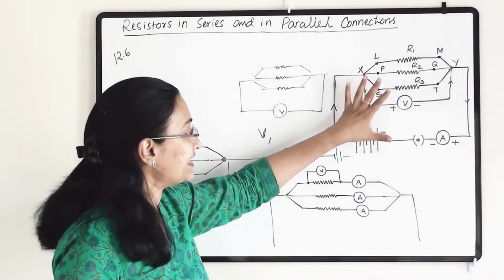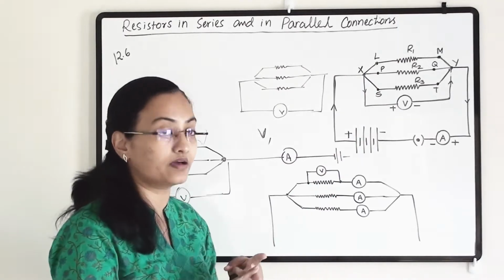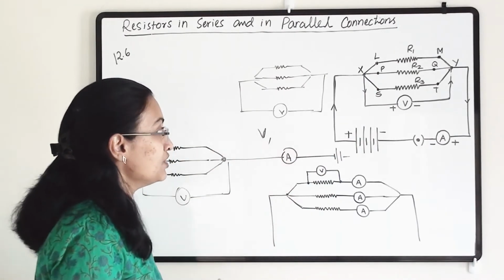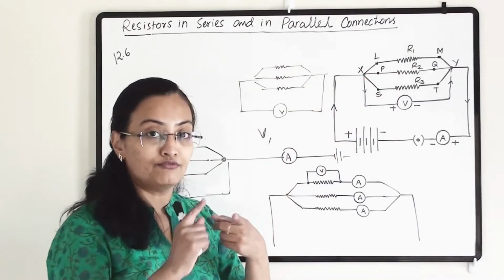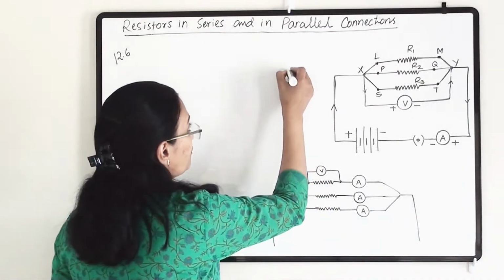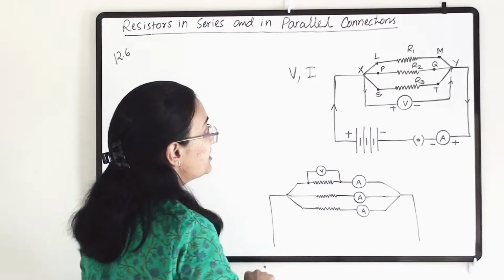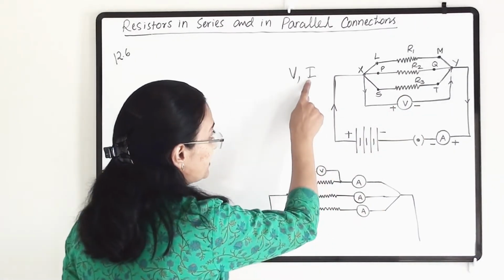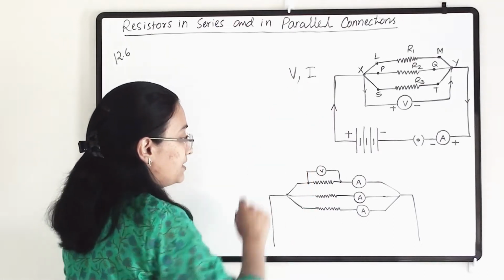Now after connecting this circuit, we are going to measure potential difference and current across this circuit. So from this first situation, we are going to get two readings: first potential difference and second current. The current is across this circuit, so that is the combined current for this whole circuit and that value is I.